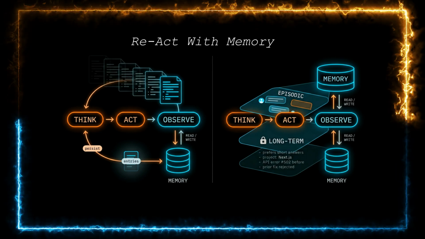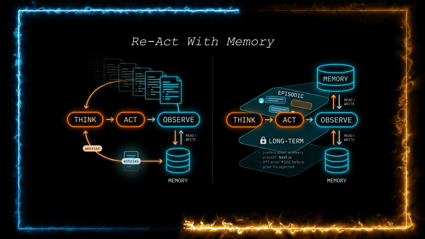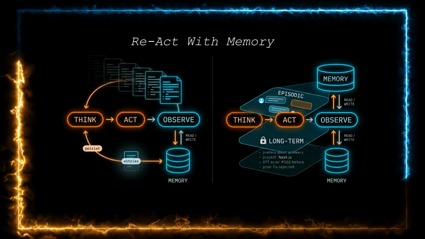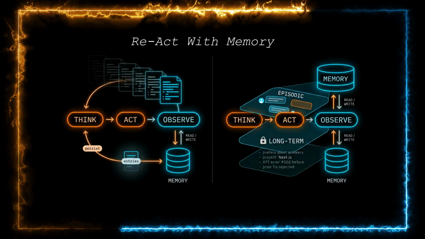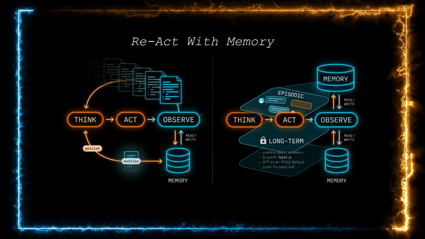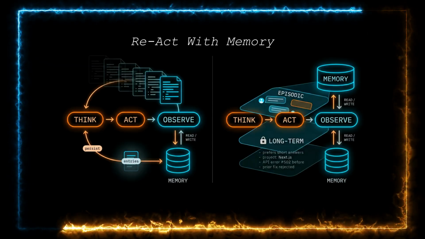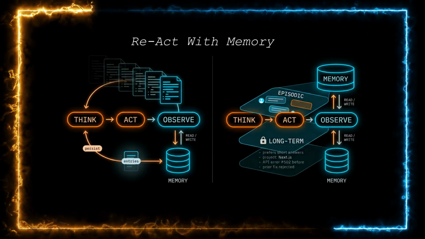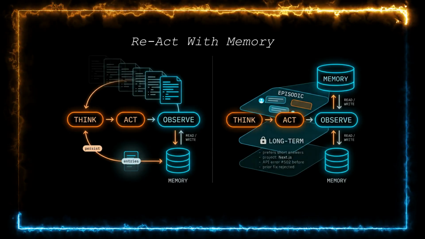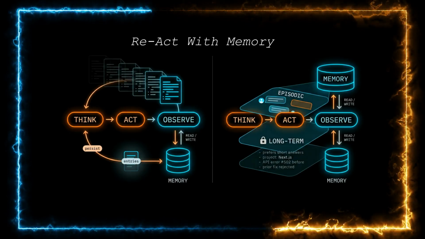But bad memory is dangerous. If the agent stores something incorrect, stale, or too broad, it can poison future decisions. So memory needs structure, cleanup, scope, and sometimes expiration. Use memory when the agent needs continuity across steps, sessions, or users.